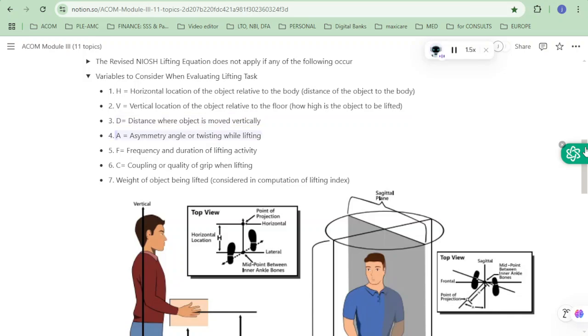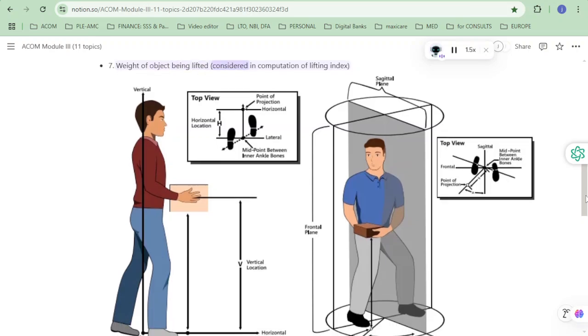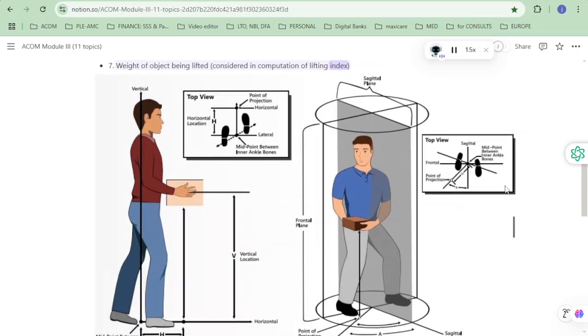4. A equals asymmetry angle, or twisting while lifting. 5. F equals frequency and duration of lifting activity. 6. C equals coupling, or quality of grip when lifting. 7. Weight of the object being lifted, considered in the computation of the lifting index.